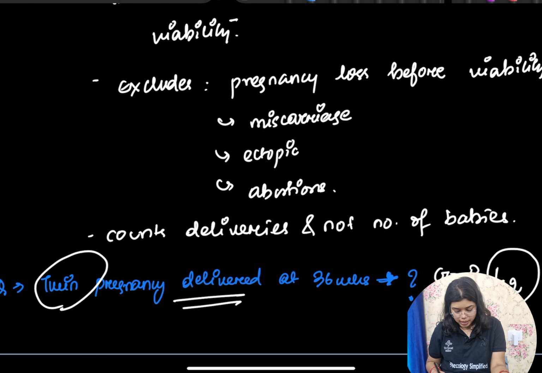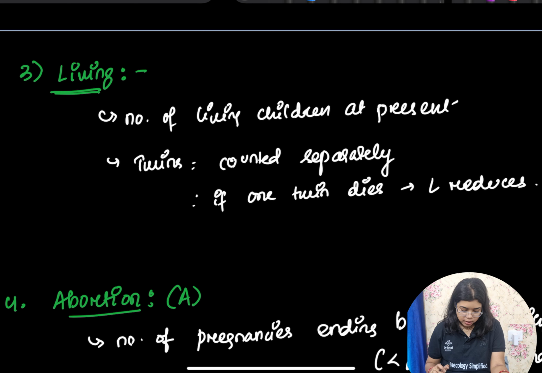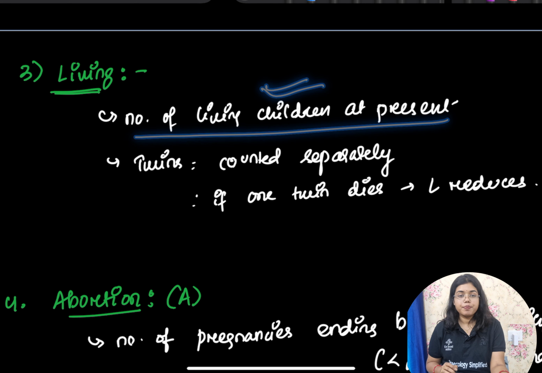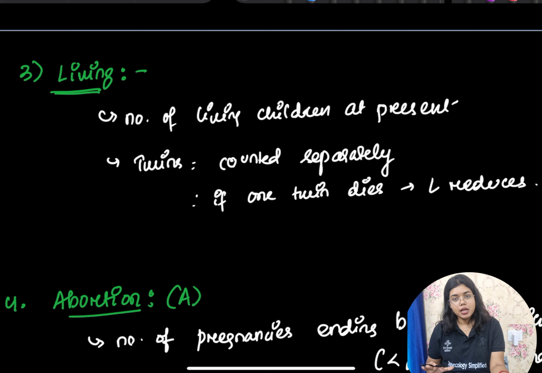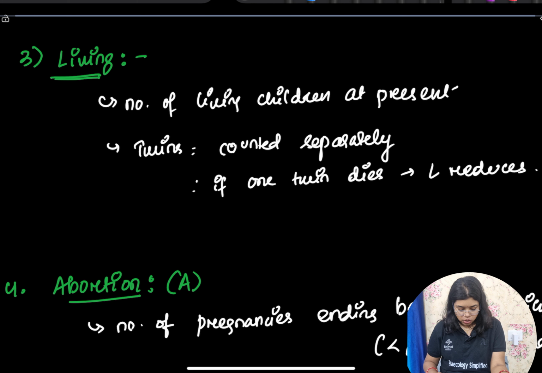Okay, simple. Then next, coming to the living. What do you mean by living? Living is the number of living children that are present. Okay, the live children that are doing well. That number of live children present is called living.